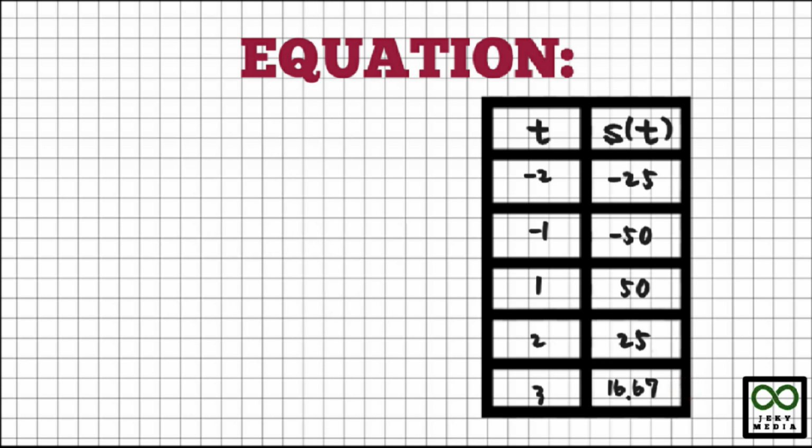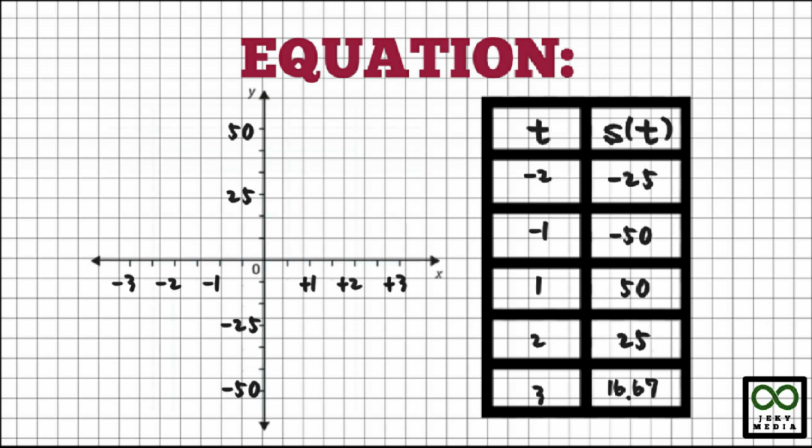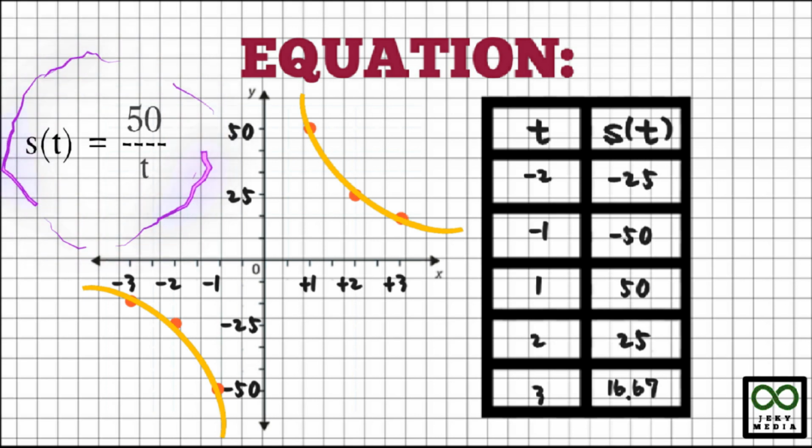Let's trace the points in the graph now. In the Cartesian plane, we adjusted the y-axis to get a better view of the curves. Let's put all the points now. To give us a better view of the 3rd quadrant, let's add another point. If t is -3, the result will be -16.67. The locations of the points are now set. Let's trace all the points with a curve. What you see is the graph of the rational function s(t) equals 50 over t.